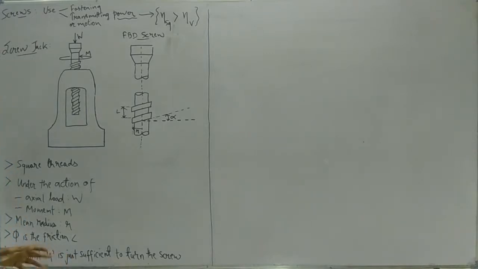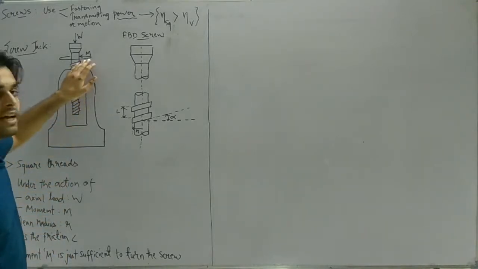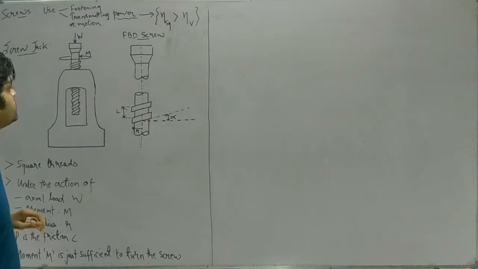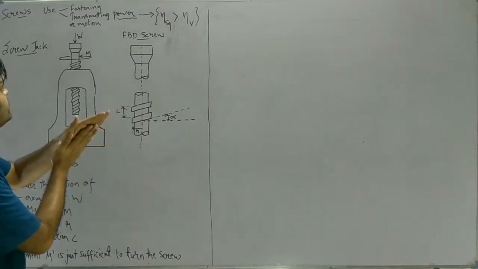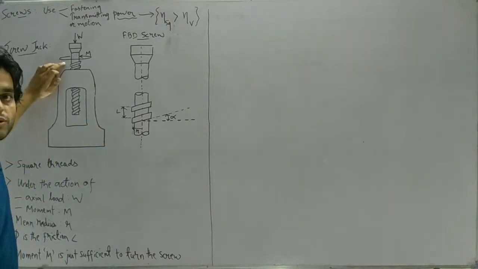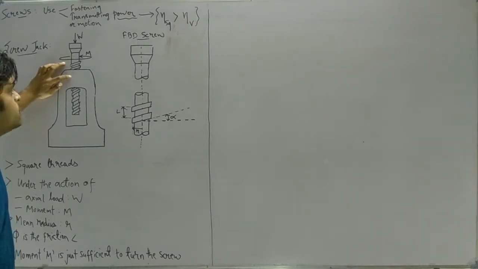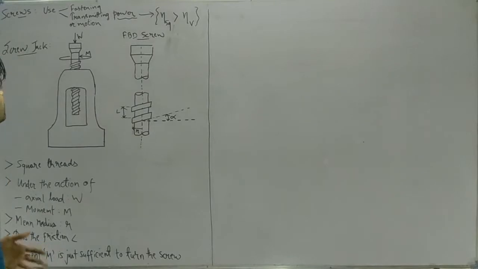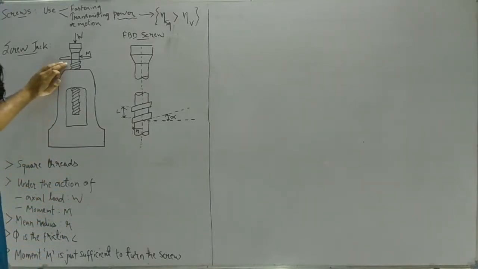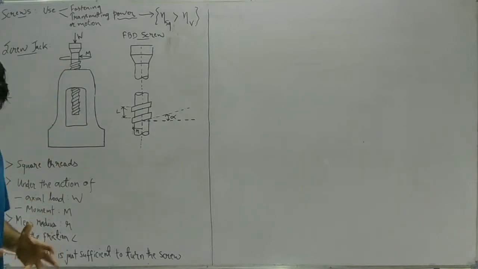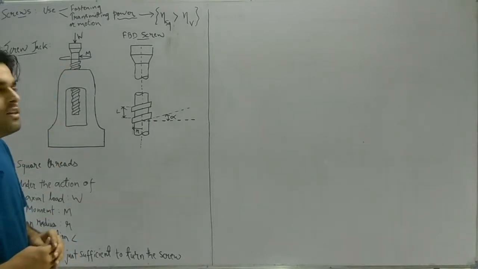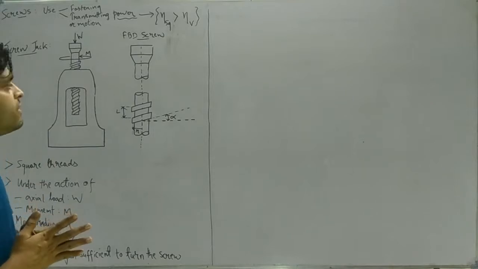The last point says that the moment M is just sufficient to turn the screw. So what do we mean by this? This means that the moment M is just sufficient to cause the sliding between the threads on the screw and the threads on the frame of the screw jack. So in other words, we can say that the screw remains in static equilibrium. That is, summation of all the forces on the screw is 0 and the summation of all the moments on the screw is 0. We'll see that in a short while.